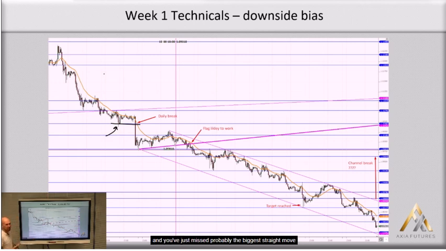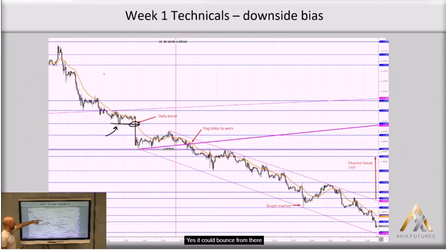And you've just missed probably the biggest straight move that you're going to see for weeks, or well, try and find another better example that isn't a piece of data. You're going to struggle to find it. So you have to go for it. It might not work, but that doesn't mean that you don't try and play it again on the second break. So what you don't want to do is get put off by the fact that it doesn't work the first time.